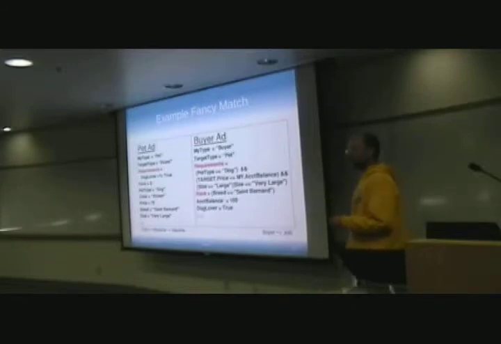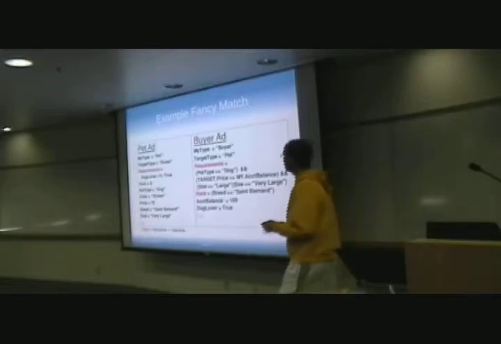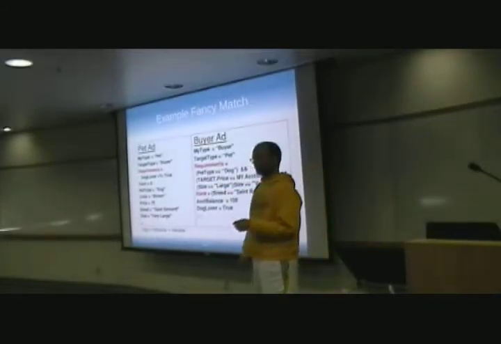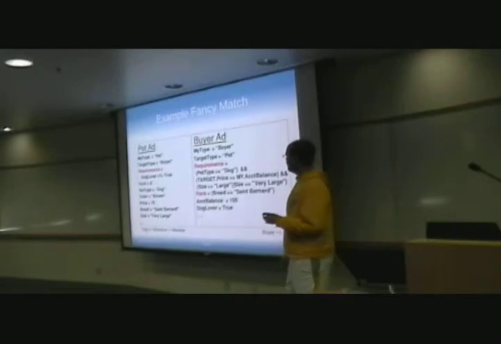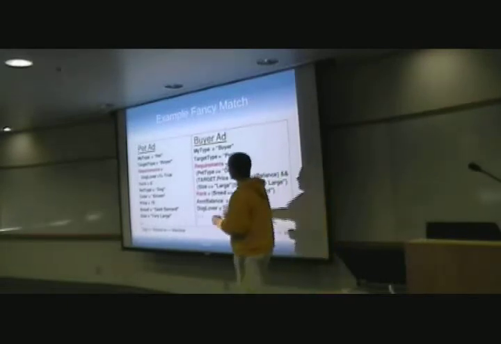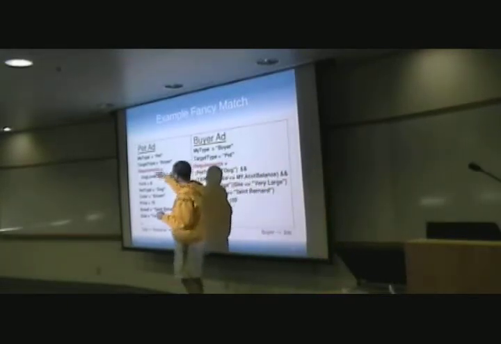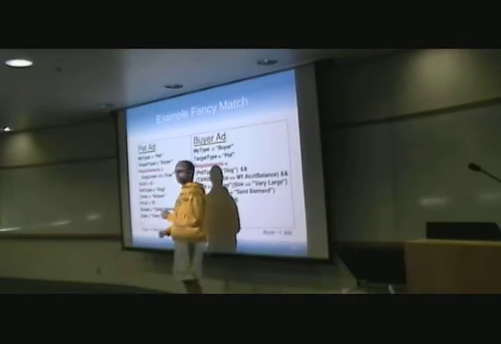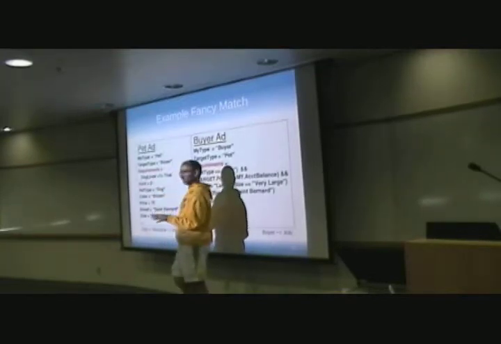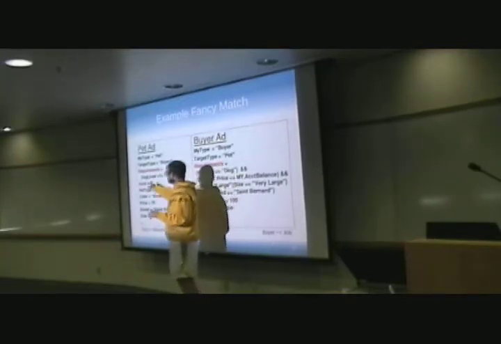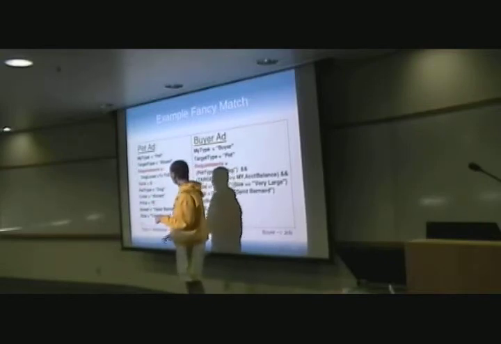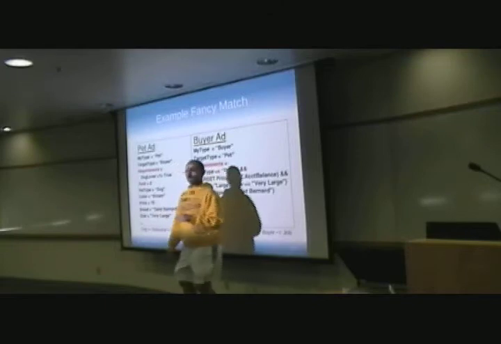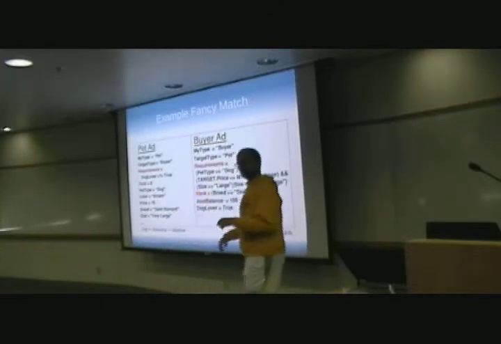So a classic example from the Condor slides. You have a pet ad, which would represent approximately a machine, and you have a buyer ad, which is approximately a job. And the pet ad says, I'm a pet, I'm looking for a buyer, I want a dog lover. If you're not a dog lover, I will not even look at you. I don't care what kind of dog lover you are, as long as you're a dog lover. And here are my attributes, so you know what I am.